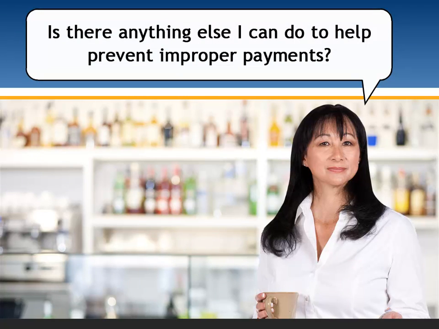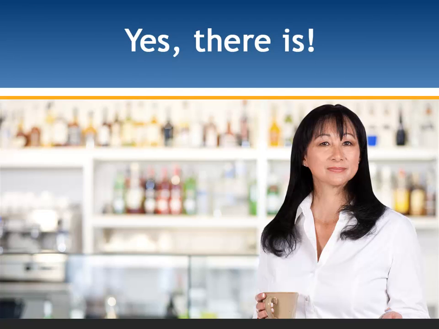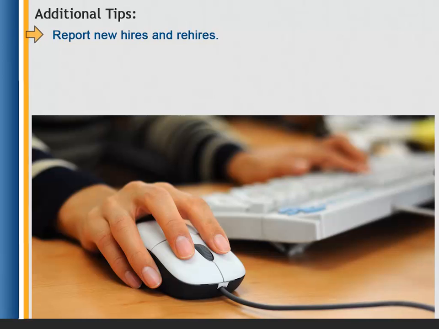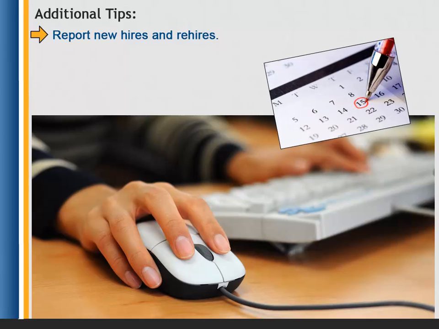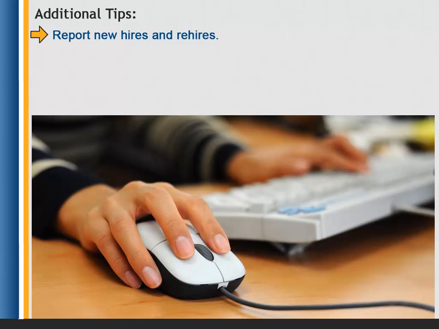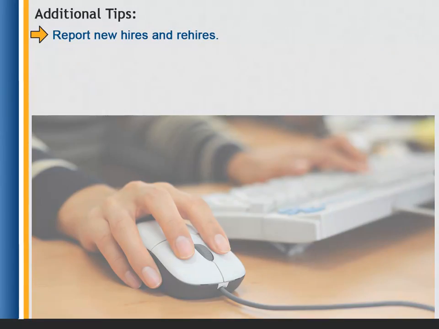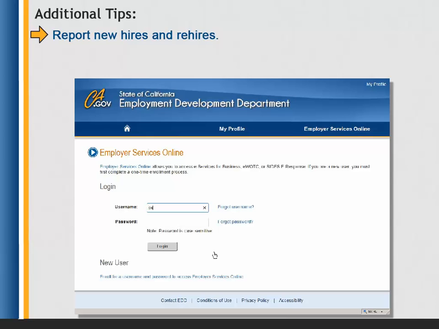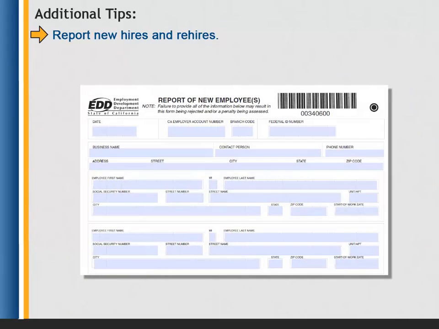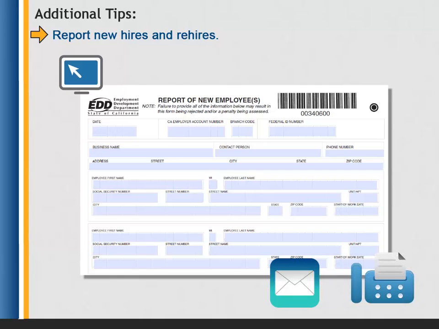Is there anything else I can do to help prevent improper payments? Yes, there is. Report new hires and rehires immediately to the EDD. This action alerts us that a claimant has gone back to work and ensures that they stop collecting UI benefits. To notify the EDD of any new hires or rehires, log in to your eServices for Business account and complete the Report of New Employees DE 34 online. You may also submit the paper form by mail or fax.